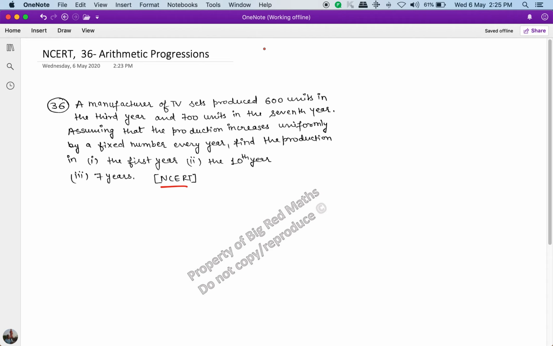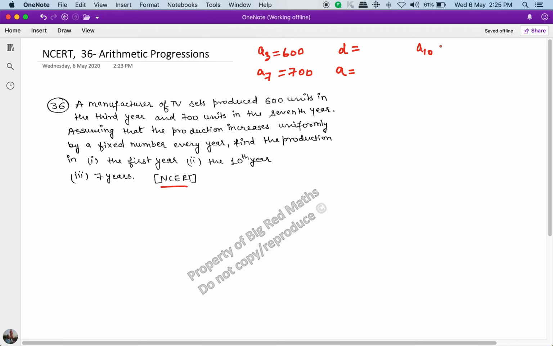The TV set manufacturer produces 600 units in the third year, so A of 3 is equal to 600. Similarly, A of 7 is equal to 700. The production increases uniformly, so we do not know the value of D, and it wants us to find the value of A, which is the number of TVs produced in the first year. It also wants us to find the value of A10, the number of TVs produced in the 10th year, and the total number of TVs produced in 7 years.